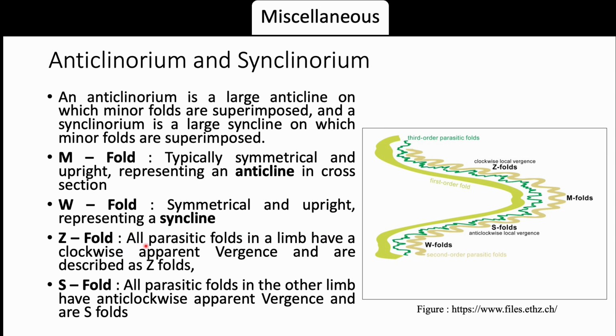And we have a Z fold. All parasitic folds in a limb that have a clockwise apparent vergence are described as Z folds. This is known as a Z fold, clockwise vergence. In a Z fold, a large limb, then a smaller one, and then a large one makes the shape of a Z. On the other side of the limbs, we have a large limb, then smaller, and then large. This forms an S shape. This is called an S fold.